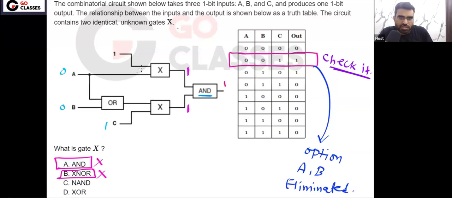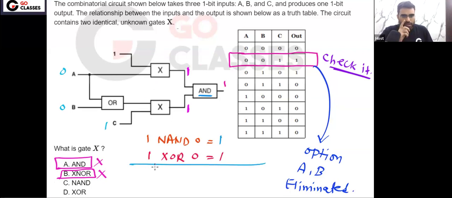What is the reason? Let me tell you. You can see that 1 NAND 0 is also 1. And remember, 1 XOR 0 is also 1. So these two options are not gone. Is this clear? Similarly here also, these two options are not gone.